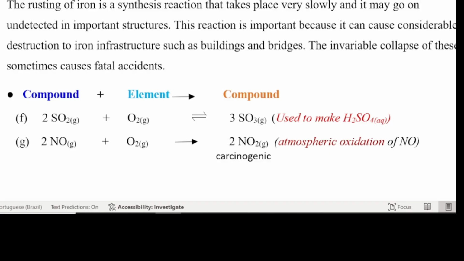Another type of synthesis reaction, you have a compound reacting with an element. In this case, you have sulfur dioxide reacting with oxygen. This is a reaction that is used to make sulfur trioxide that is used in the making of sulfuric acid. You've seen for the first time a double arrow here. That means it doesn't go to completion, but it's a reversible reaction.